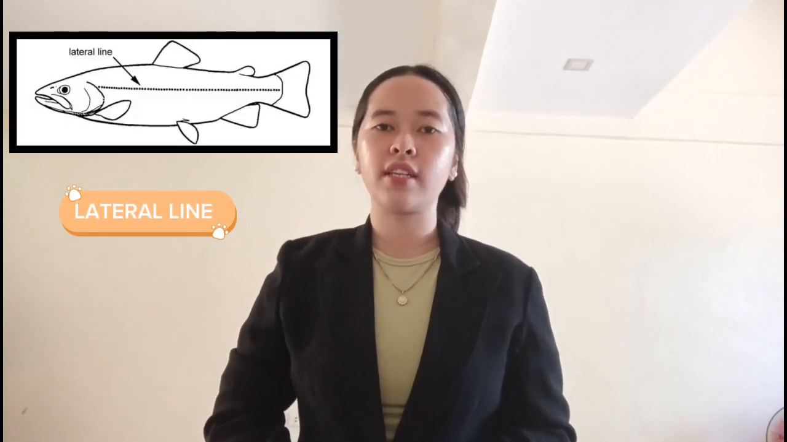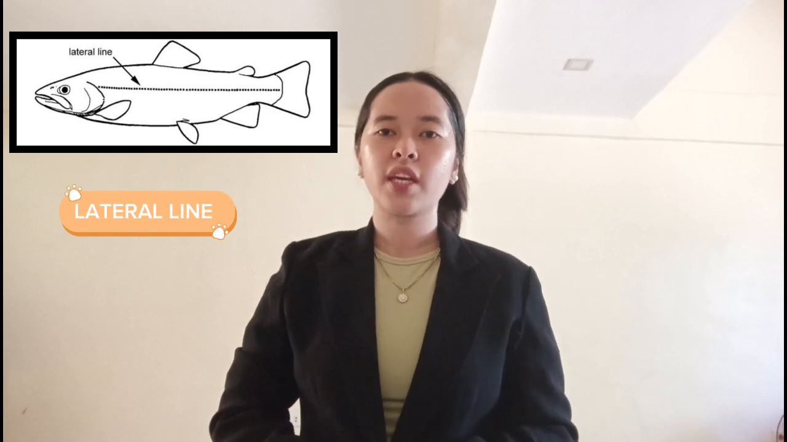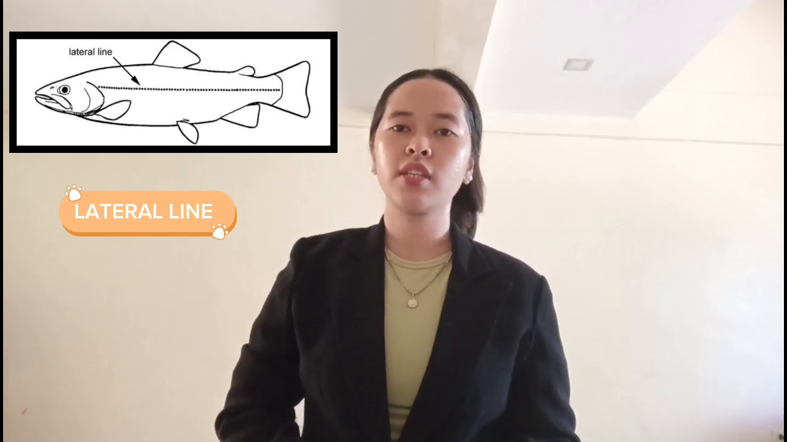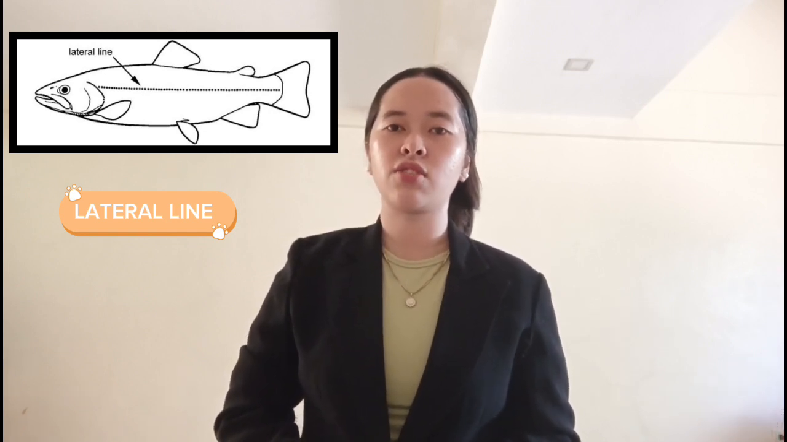And the lateral line. The function of the lateral line is to detect vibrations and changes in the water pressure, helping the fish sense its surroundings and navigate. Those are some functions of each of the external parts, which play a crucial role in fish survival, movement, and interaction with its environment.